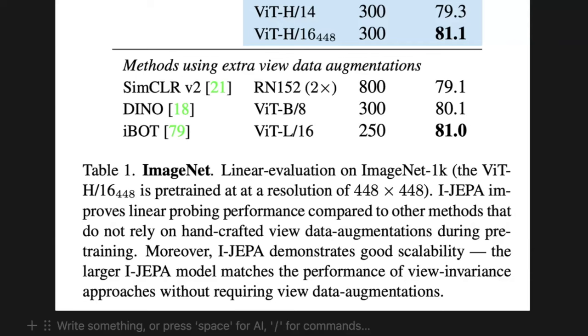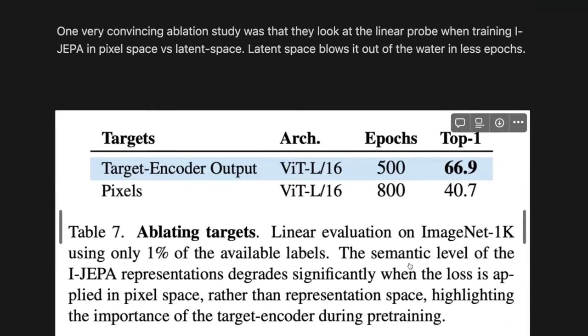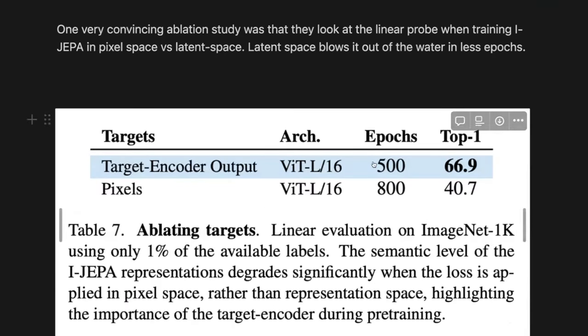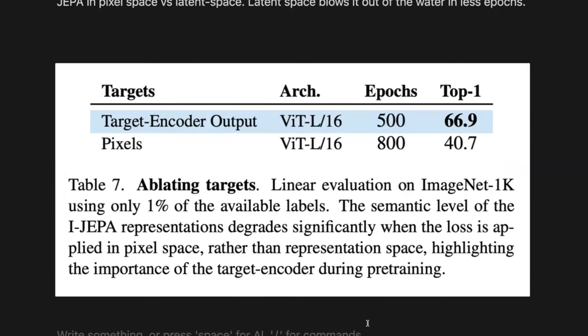And then they did another ablation study on whether you want to do this in the latent space or in the pixels themselves. And you can see that the same architecture with fewer epochs gives you much higher accuracy in the target encoder rather than in the pixel space. So that's pretty concrete evidence that these things do give you better semantic representations, but I guess it's just in the context of this image classification task.